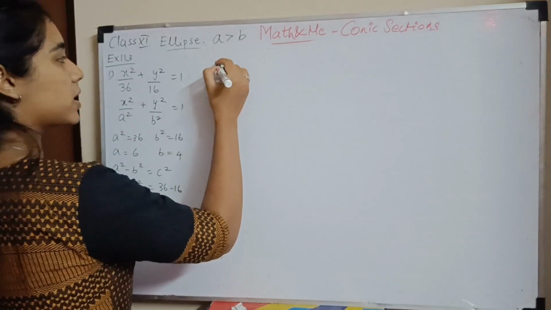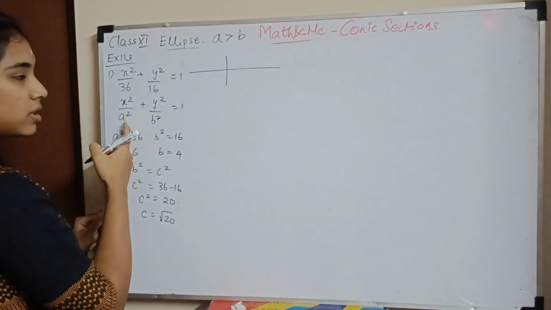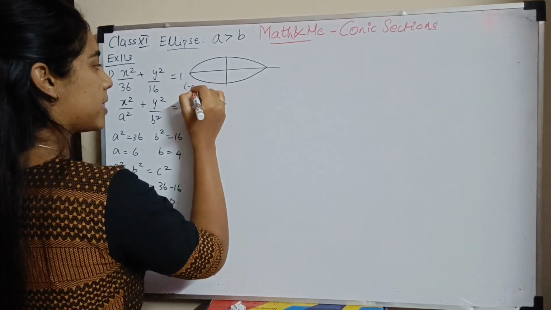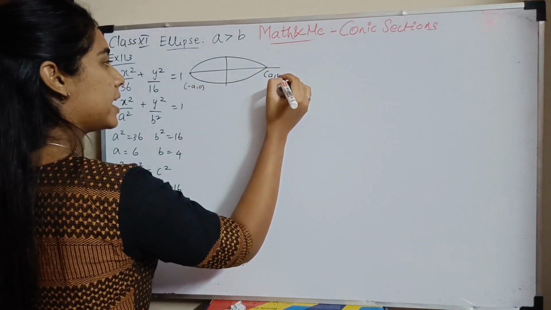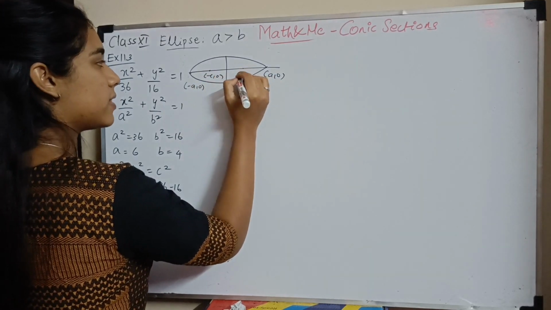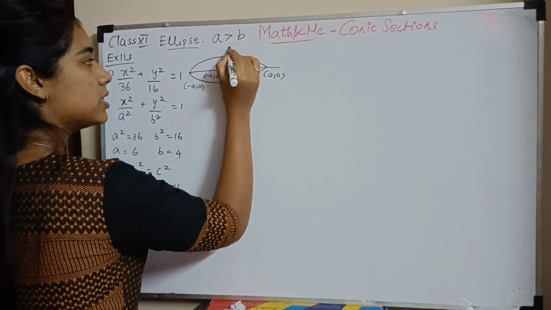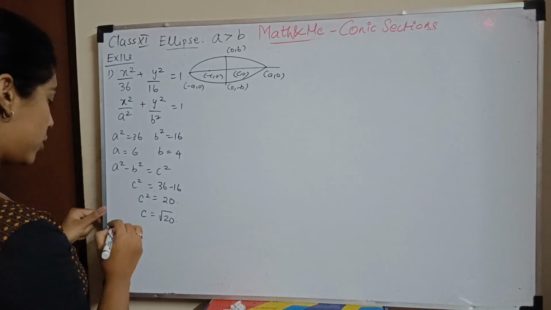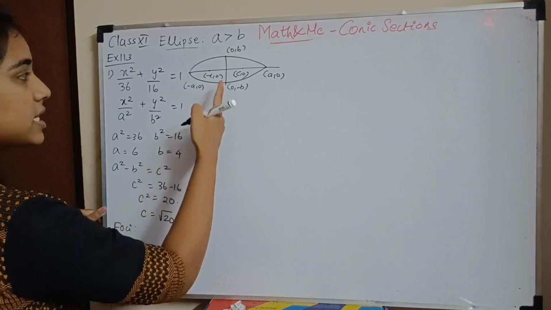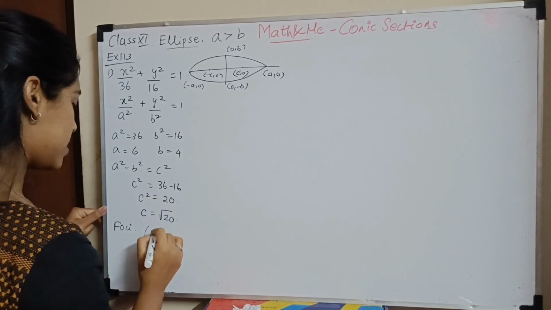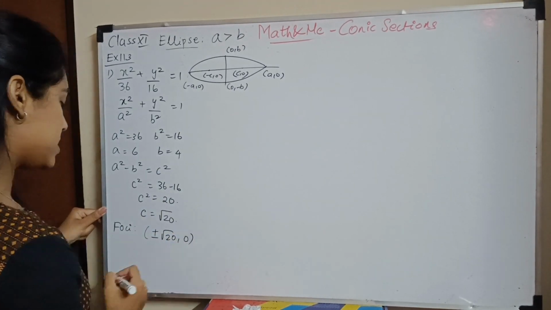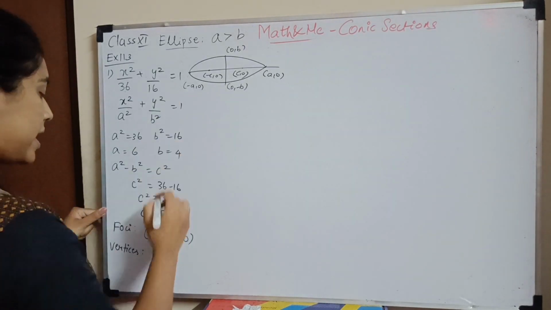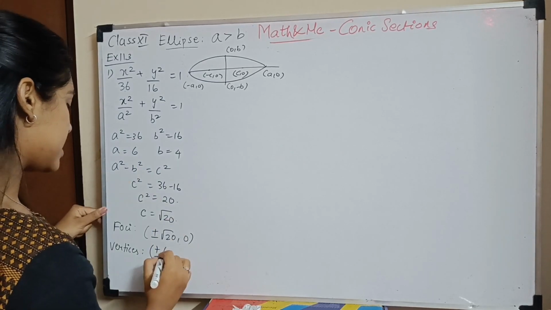So how does my ellipse look? Since x has the value a, the major axis is along the x coordinate. So this is minus a comma 0 and this is a comma 0. This is minus c comma 0 and this is c comma 0. This is 0 comma b, 0 comma minus b. So what are your foci? Your foci are minus c comma 0 and c comma 0, so plus or minus root 20 comma 0. This is foci. Vertices then? Plus or minus a comma 0, which is plus or minus 6 comma 0.